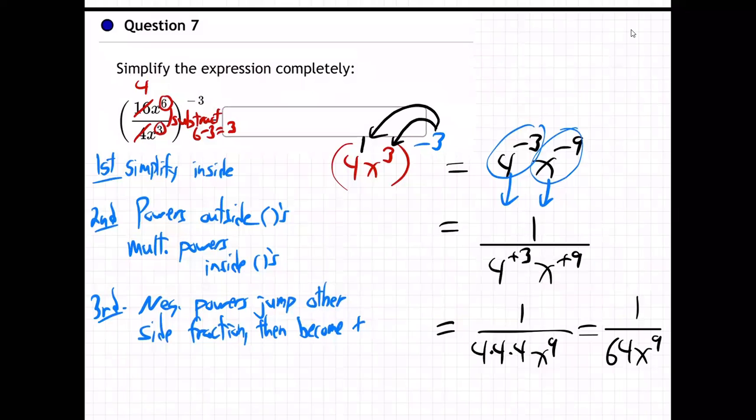So we first simplified the inside, divided the number, subtracted the powers. And then second step, powers outside parentheses multiply powers inside, and then negative powers jump to the bottom, and then we just work it out. There we go.